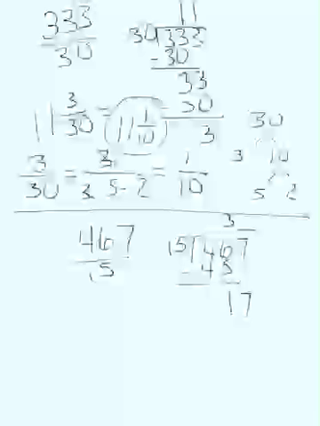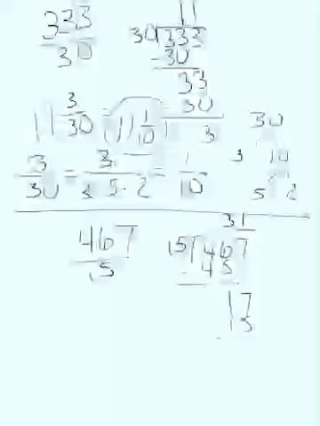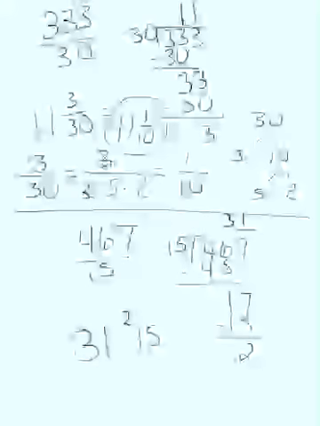15 times what gets me close to 17? How many times does it go in? Once. Subtract. I'm left with 2. How do I write my answer? 31 and 2 over 15. Does that make sense? If anyone's having trouble with the long division part of that, get to the math lab or see me on my office hours. It's expected that you can do basic long division.